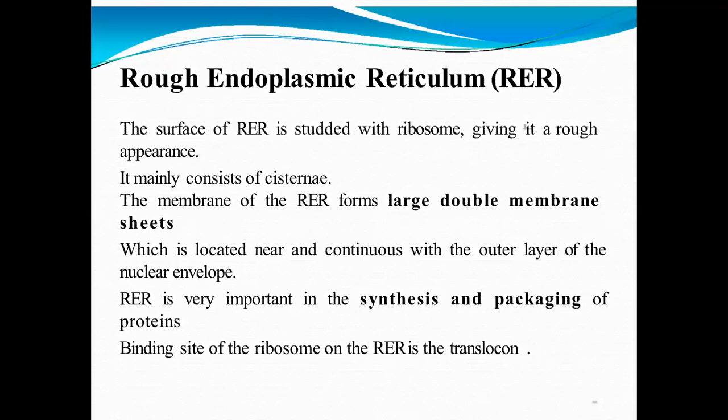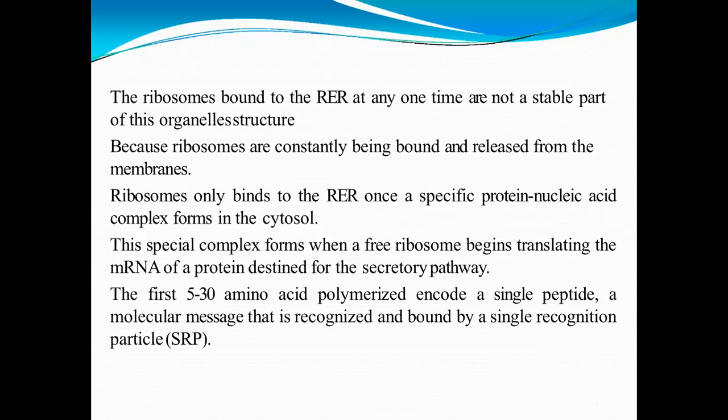Rough endoplasmic reticulum is very important in the synthesis and packaging of different types of proteins, as it makes a packet or a macromolecule of the protein and moves out those packets or macromolecules. The binding site of the ribosomes on the rough endoplasmic reticulum is the translocons. The ribosomes bound to the rough endoplasmic reticulum at any one time are not a stable part of this organelle's structure, because ribosomes are constantly being bound and released from the membrane.